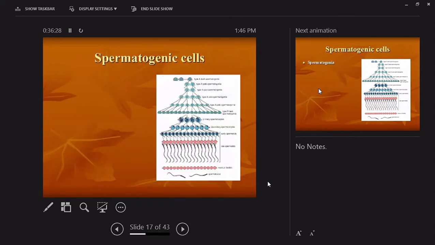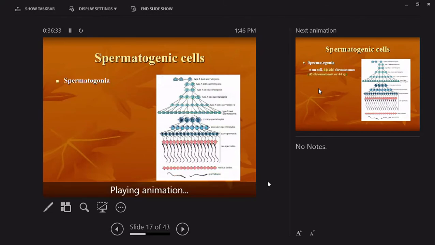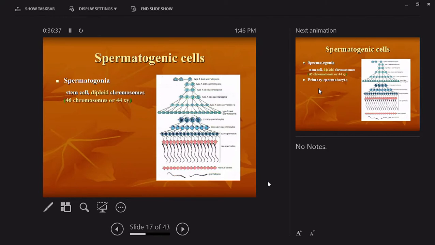Spermatogenic cells. Spermatogonia, stem cell, diploid chromosomes. Diploid, or you will answer 46 chromosomes or 44 XY. Take note, when you include the XY, chromosomes will be only 44. If you do not use the XY, male or female, you know that already, then you use 46 chromosomes. Both are correct.